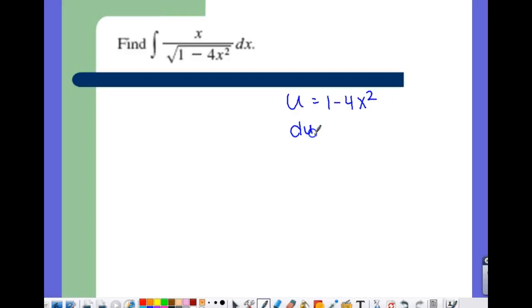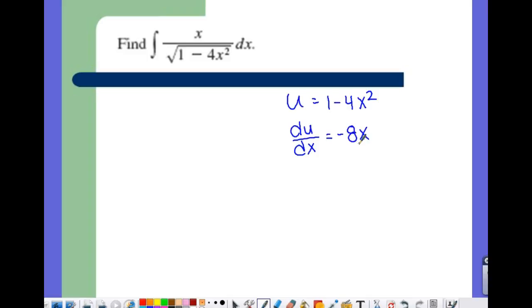And then we say, okay, what's du dx? So derivative of 1 is 0. Derivative of negative 4x squared is negative 8x. Solve it so that you can isolate the dx's together. But what do you notice about the numerator in this problem versus the last problem? This one now has an x above.